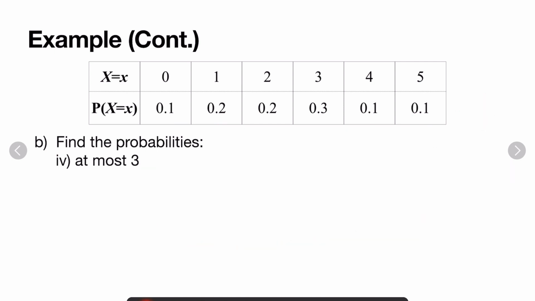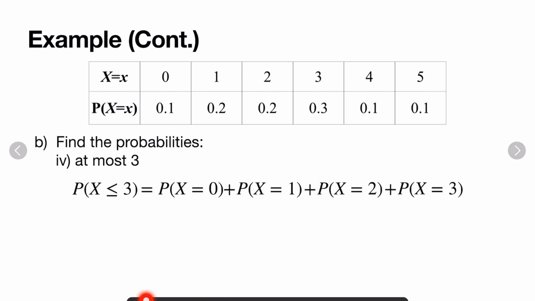Okay? At most 3. What does it mean by at most 3? The paling banyak, very good. Paling banyak 3. The highest value is 3. Okay? So less than or equals to 3. So kita akan ambil value apa? 0, 1, 2, 3. Very good. Okay, tambah je value dia semua. Okay, nanti dapat apa? 0.8.